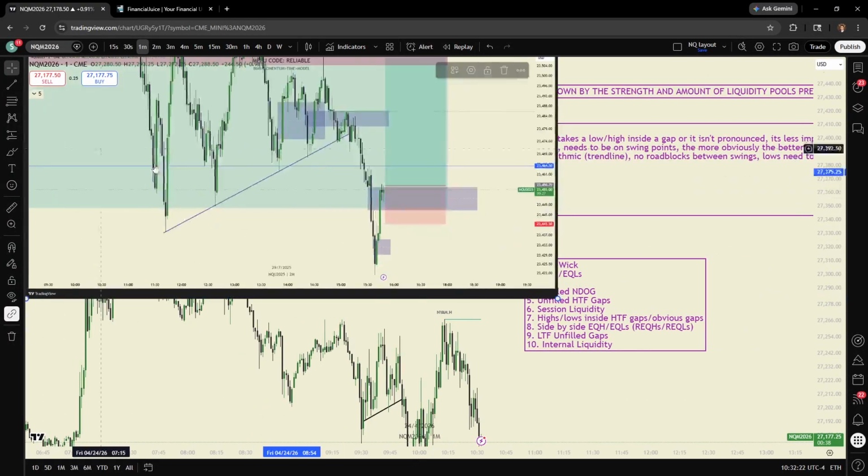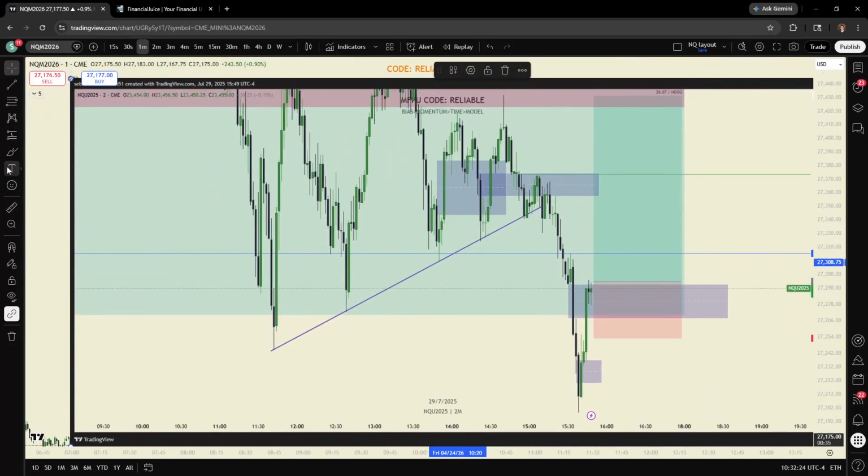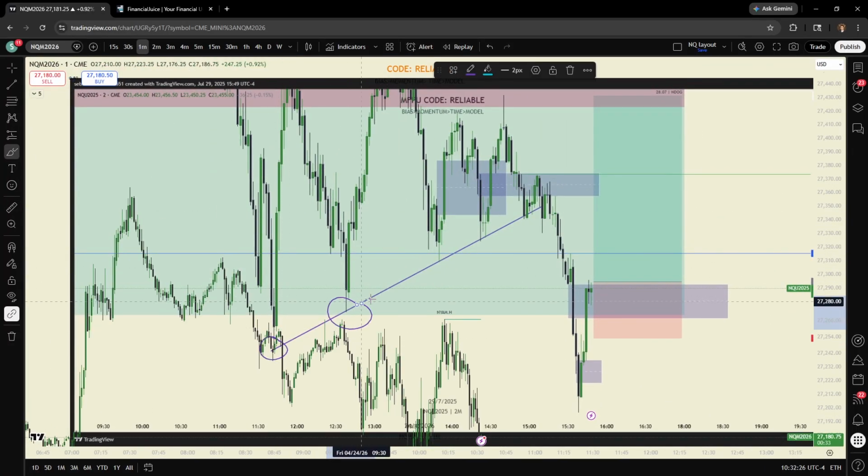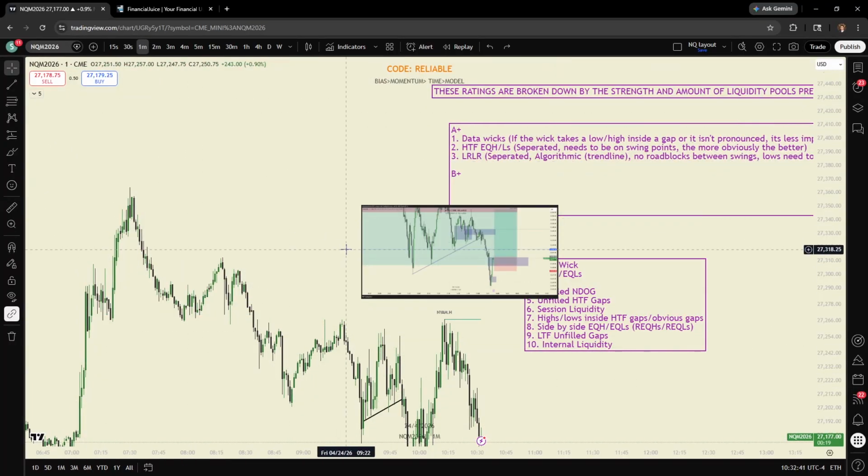But if we look at this LRLR: swing point, swing point, swing point, swing point, swing point. All of that is a liquidity pool, because as price goes up here, people are placing stop losses here. As price goes up here, people are placing stop losses here. So there's a lot of liquidity all in the same price neighborhood.